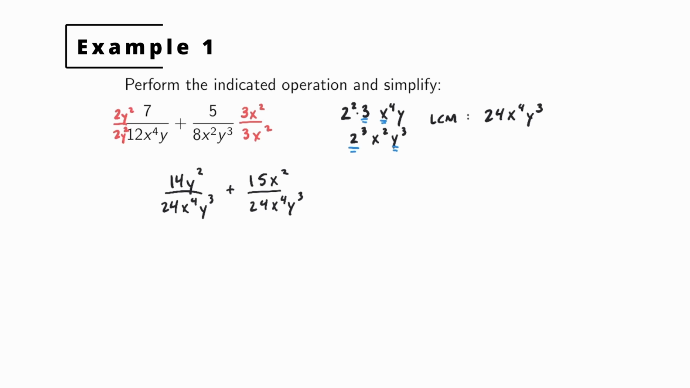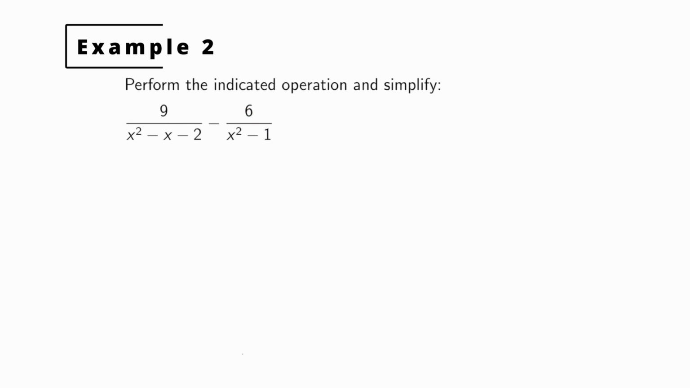And now we have two rational expressions. Each one is equivalent to one in the original problem, but they have the same denominator. And so we add these together, we get 14y squared plus 15x squared over 24x to the fourth y cubed. And we're done. The numerator cannot be factored, and so there's nothing else to do here. This is simplified.